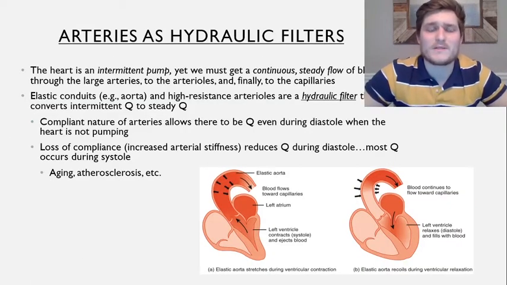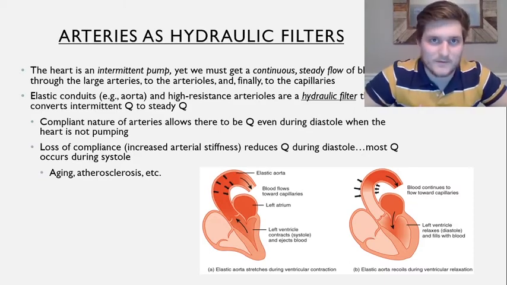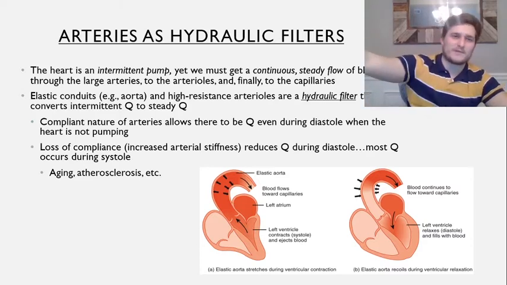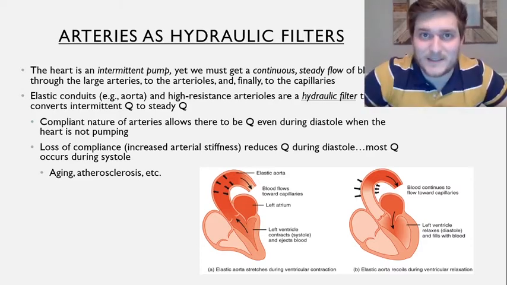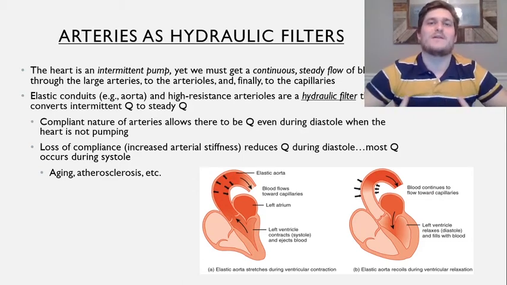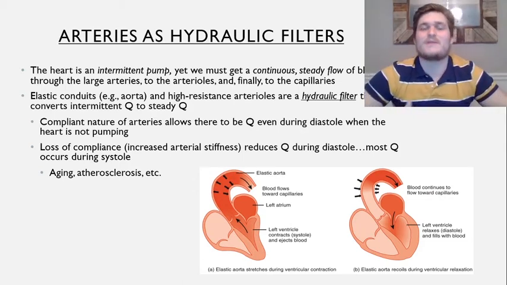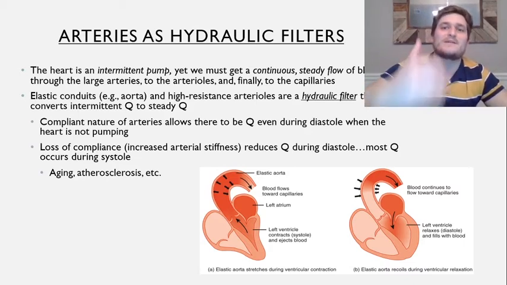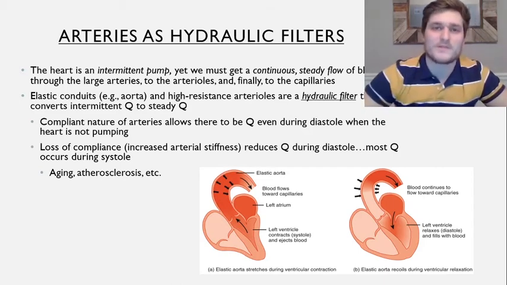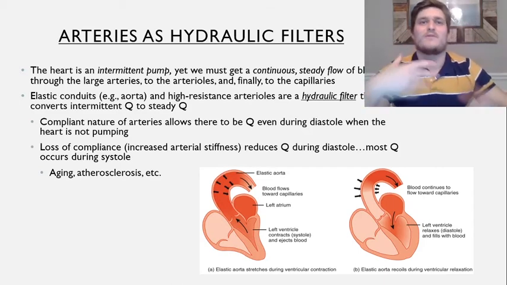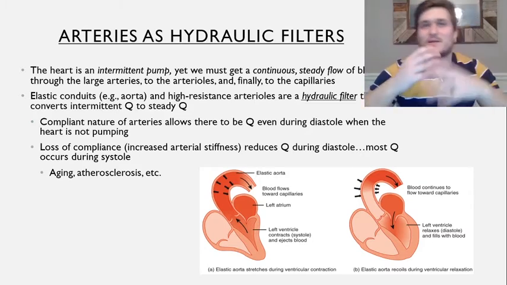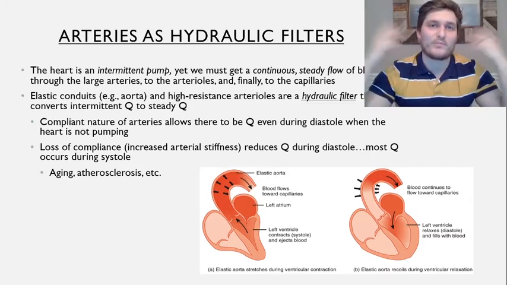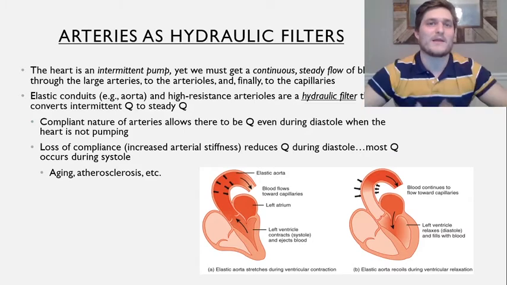Now remember, the heart goes through cycles. It has a period of relaxation, diastole, where it's not pumping out blood to the rest of the body, and then it has a period of systole, where it is increasing pressures and delivering out blood. That's why it is an intermittent pump. However, regardless of the phase of the heart, we need a continuous, steady flow of blood through the large arteries to the arterioles and to the capillaries, so there can be an exchange of nutrients and O2 for CO2 and different waste products. A continuous, steady flow of blood helps to achieve that and helps to regulate our physiology.